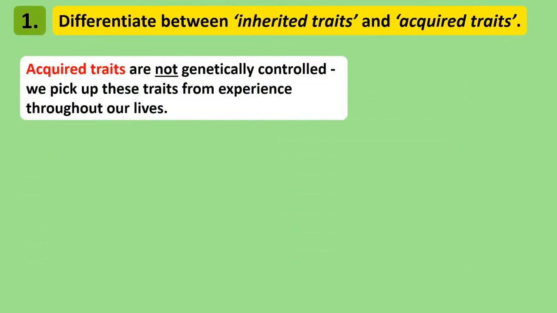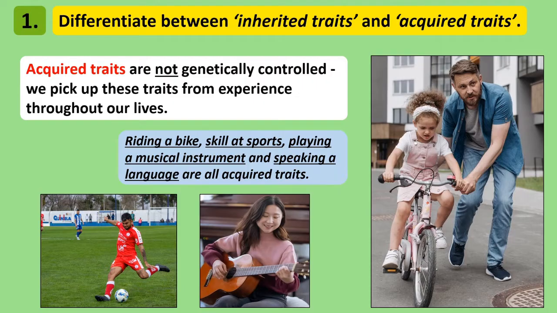Acquired traits are traits we learn from experience throughout life. For example, riding a bike is an example of an acquired trait. You weren't born with this ability, you had to learn it throughout life, and you can control how skilled you are at it by practicing. Fluently speaking a language, playing an instrument, your skill level at a particular sport, these are all examples of acquired traits.